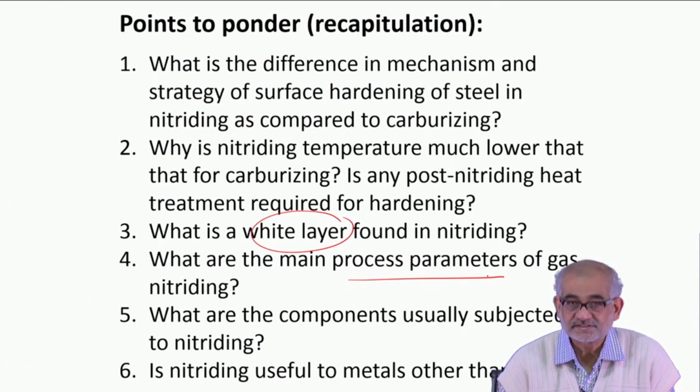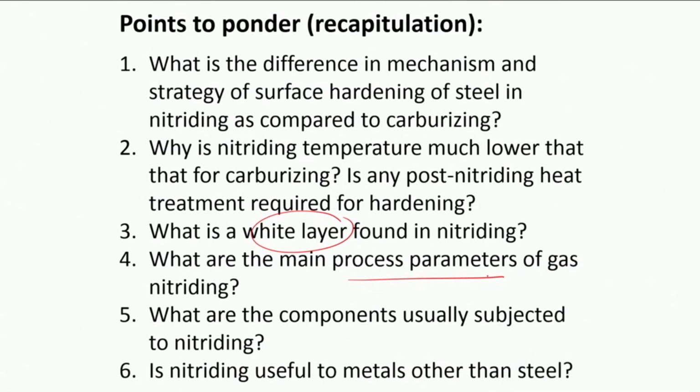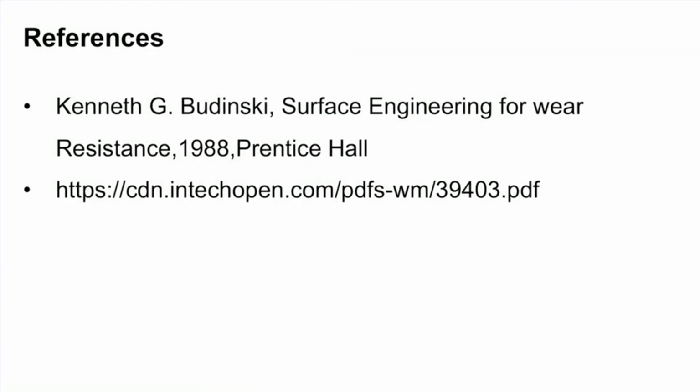So, we discussed a large number of components, the valves, the springs, the sprockets, the surgical instruments, certain bearings and so on. They are subjected to nitriding, and the useful thing is that while carburizing is solely applicable to steel, nitriding can be a very useful method of surface hardening, not only for steel, but also other non-ferrous systems, for example, titanium, even stainless steel, or molybdenum, vanadium, manganese base metals and alloys.